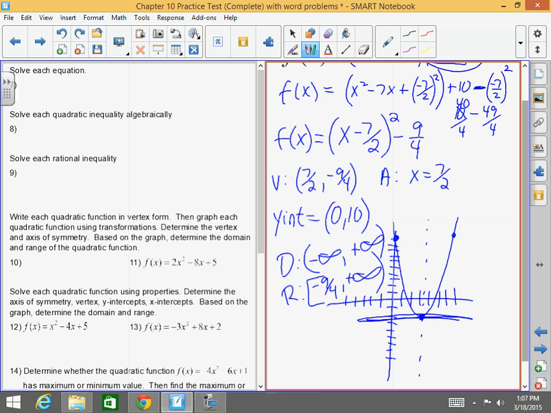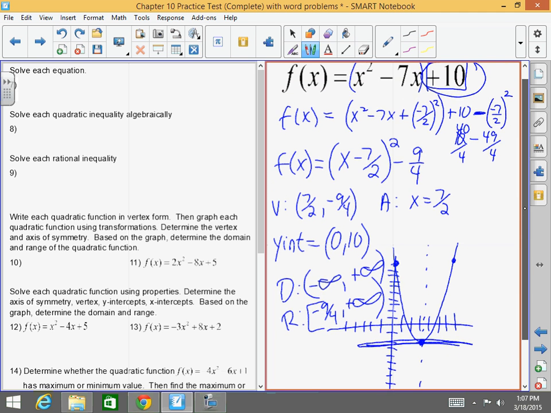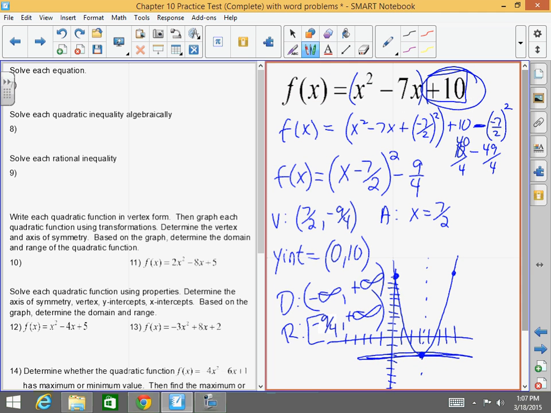Questions? Yes? The y-intercept, you can do that two ways. You can plug in 0 for x here and solve, or isn't the y-intercept the y value when x is 0? It's the constant. Thank you. Any other questions, guys? Yes, sir.